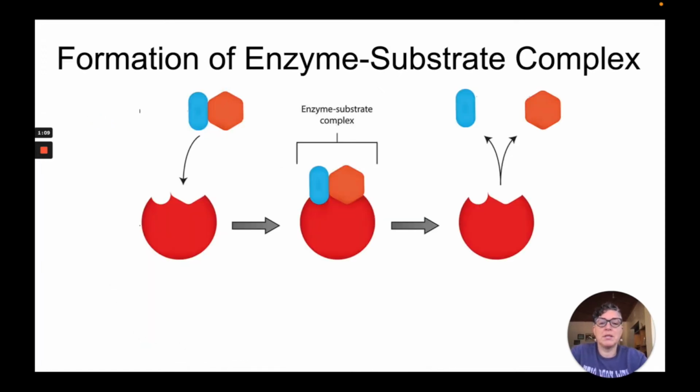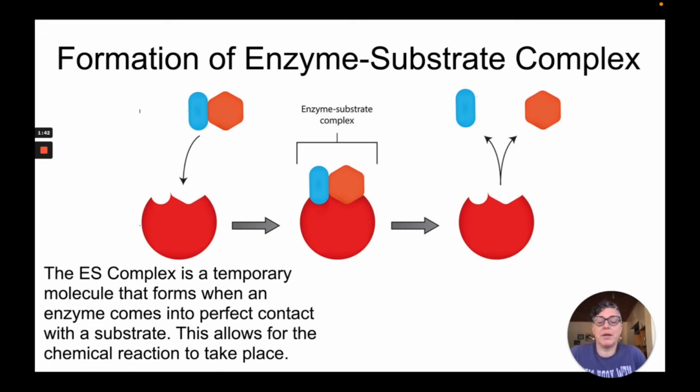So during the process of enzyme action, we have something called the enzyme substrate complex that forms. It's also called the ES complex. Basically, this is when the substrate has joined to the enzyme, prior to creating the new product. The combination of the enzyme and the substrate together is called the enzyme substrate complex. This is a temporary molecule that forms when the enzyme comes into perfect contact with the substrate, and that is going to allow the chemical reaction to take place.